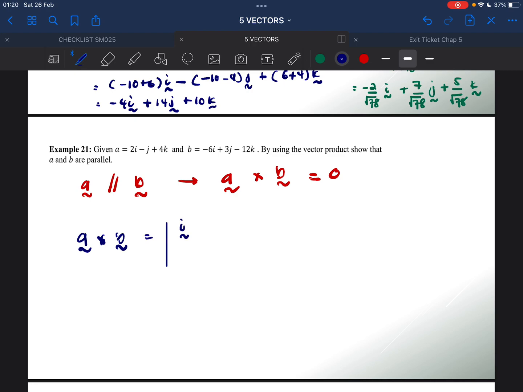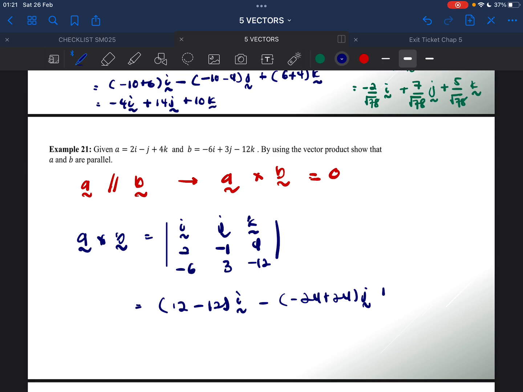So we have i, j, k. We are going to use this all the time in this chapter, so make sure you master finding your cross product. Here we have -6, 3, -12. Let me do this quickly. We have 12 minus 12 i, minus 24 plus 24 j, plus 6 minus 6 k, and we'll get the final answer 0. If the question says show that, always write your conclusion. Since A cross B equals 0, A is parallel to B.